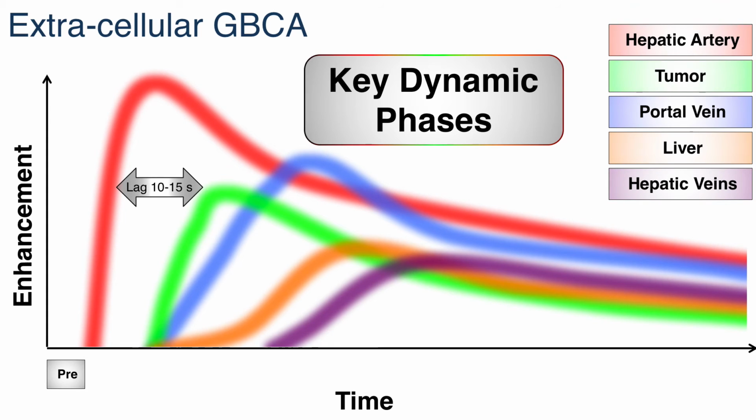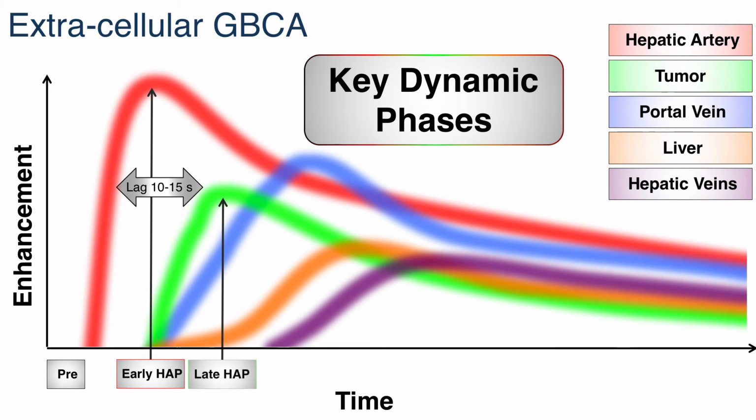The first phase is pretty straightforward, pre. Then comes the early arterial phase. The early arterial phase is when the hepatic artery is maximally enhanced. Then we have the late hepatic arterial phase, which is when the tumor is maximally enhanced. So if you want to image tumors, do you want to do early arterial phase imaging or late arterial phase imaging? I think you want to do late arterial phase imaging.